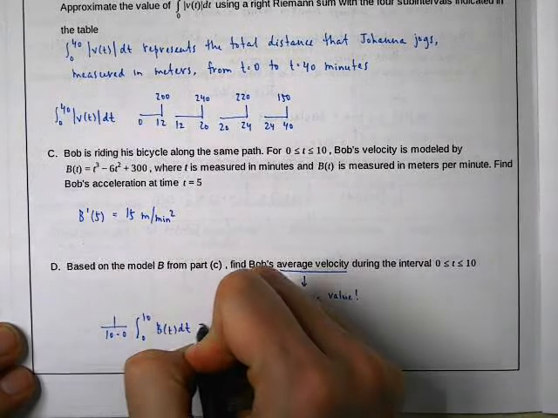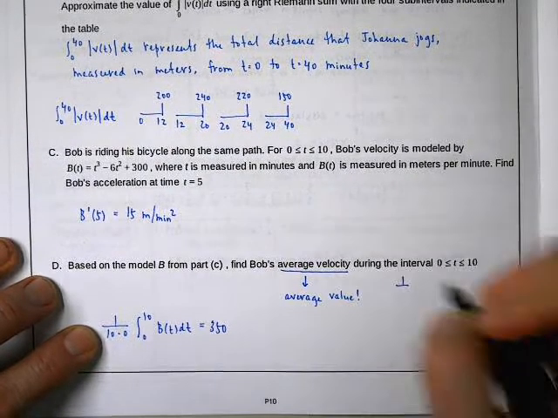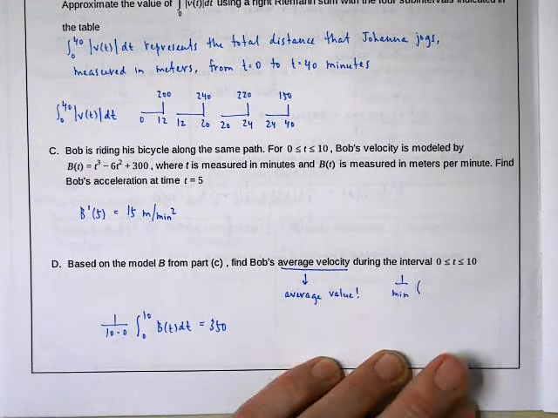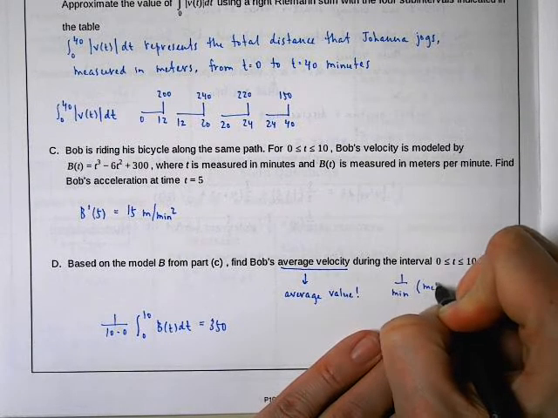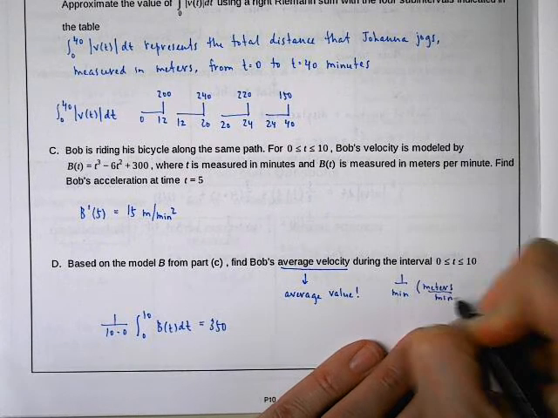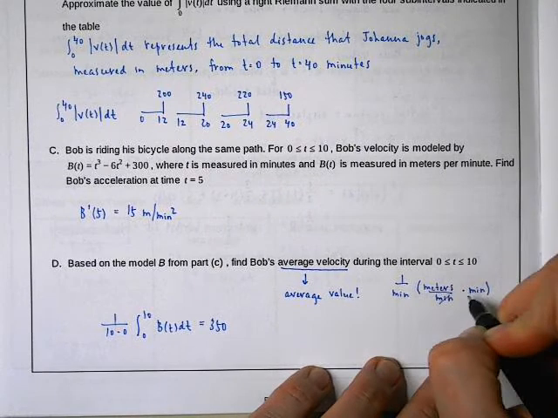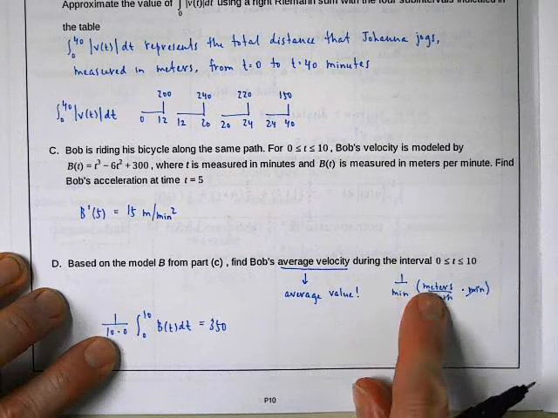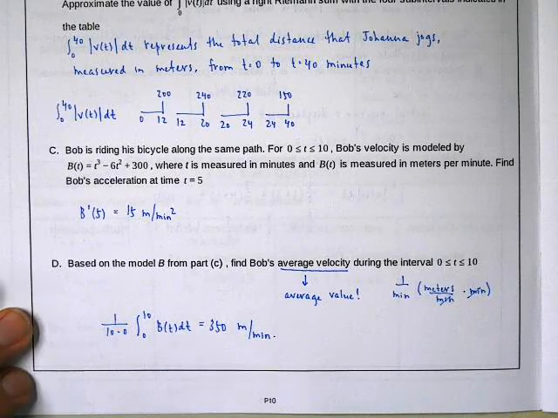Now here we have to think about the units. 1 over 10, that's basically saying 1 over my minutes. Now the integral is multiplying meters per minute times minutes. So if we simplify that, our integral is giving us units of meters, but now when we multiply by that 1 over 10, our units are going to be meters per minute. And those will be the units for that problem.